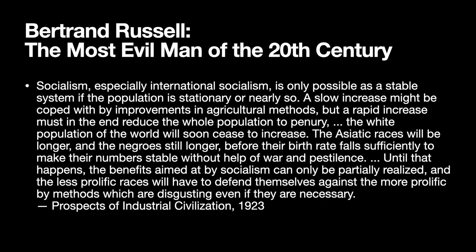Socialism, especially international socialism, is only possible as a stable system if the population is stationary or nearly so. A slow increase might be coped with by improvements in agricultural methods, but a rapid increase must, in the end, reduce the whole population to penury. The white population of the world will soon cease to increase. The Asiatic races will be longer, and the Negroes still longer, before their birth rate falls sufficiently to make their numbers stable without help of war and pestilence. Until that happens, the benefits aimed at by socialism can only be partially realized, and the less prolific races will have to defend themselves against the more prolific by methods which are disgusting, even if they are necessary.